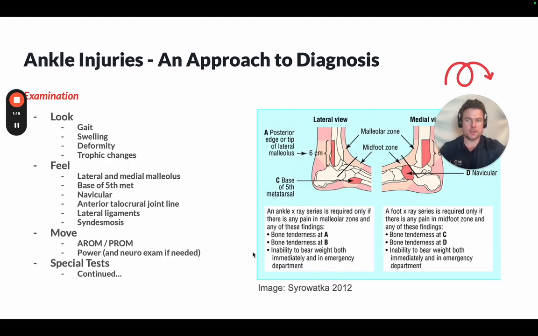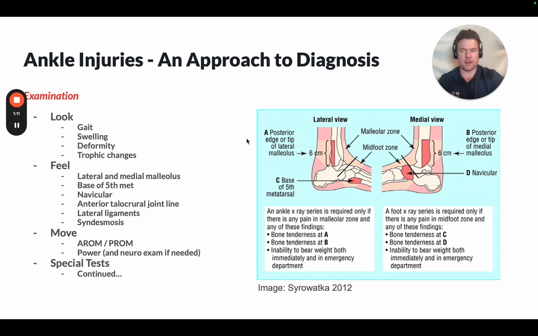Over to the examination now, and we're going back through that look, feel, move, and special tests algorithm. Let's move myself out of the way here. We've talked about a couple of things that you can think about when looking at the person in front of you, but always assess whether or not they can weight bear or move comfortably. Palpating the key areas that are associated with fracture, so the lateral and medial malleoli, base of the fifth metatarsal, the navicular bone, and then along the talocrural joint line is important too.